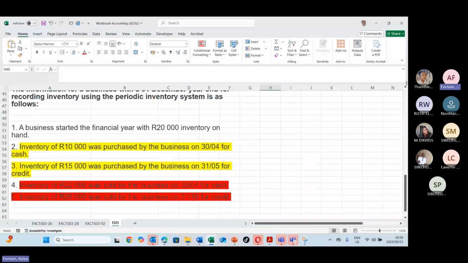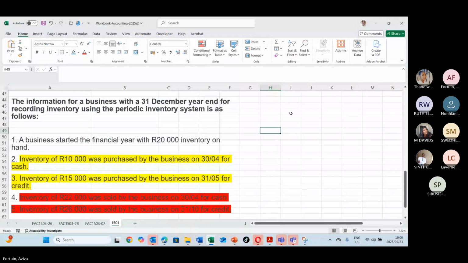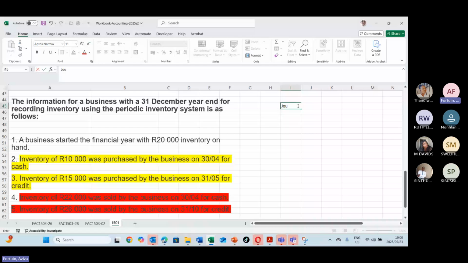I want you to do the journals for me. Why is this computer stacking? Okay, I'll give you 5 minutes for the journals.